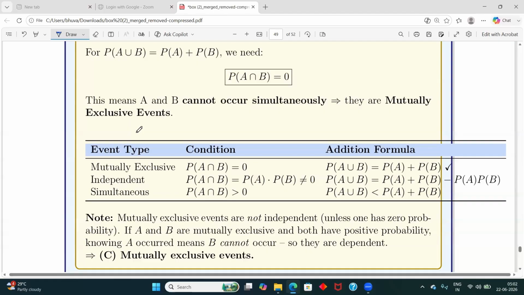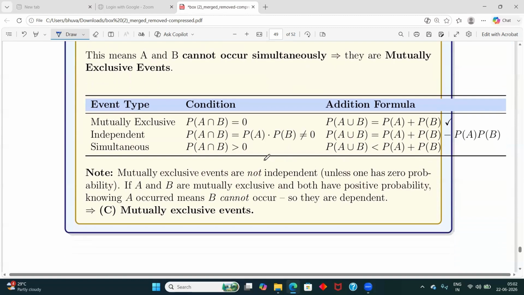So the additional formula for this: for probability of A union B, when A and B are mutually exclusive, it is probability of A plus probability of B. The second formula, for probability of A union B, is probability of A plus probability of B minus probability of A intersection B. And in the condition of simultaneous events, probability of A union B is less than probability of A plus probability of B.